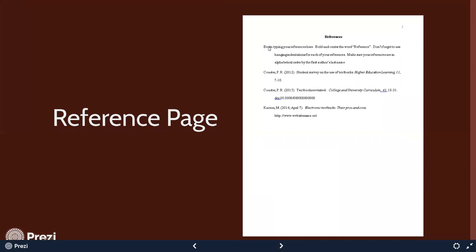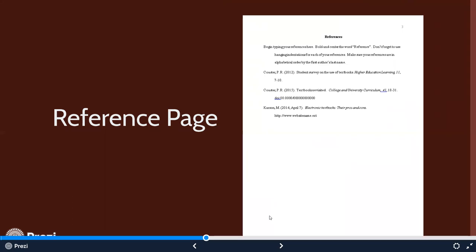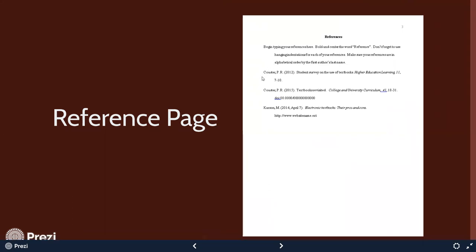Your references are going to use what we call a hanging indent so that the first line of the citation is left justified. And each line within the citation after the first line is indented a half inch. That just makes it very easy for the reader to go down the left-hand side of the page to find the reference. The other thing that makes it really easy is the fact that your references are in alphabetical order. Okay?